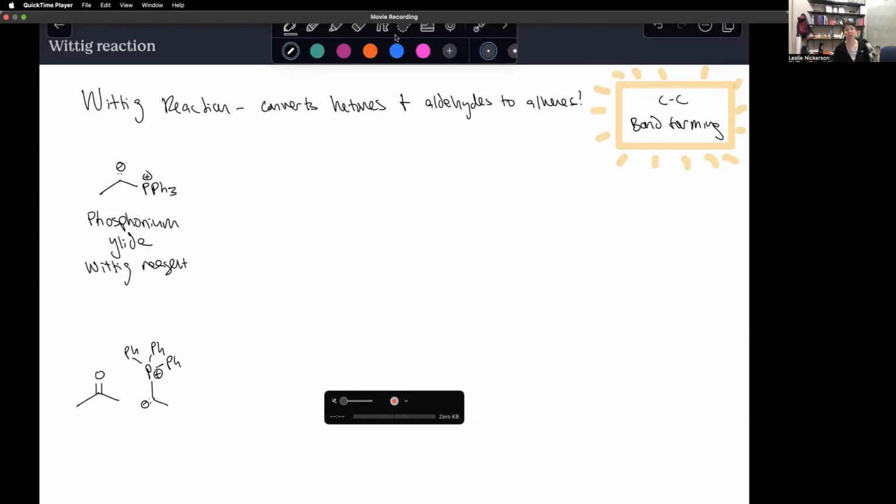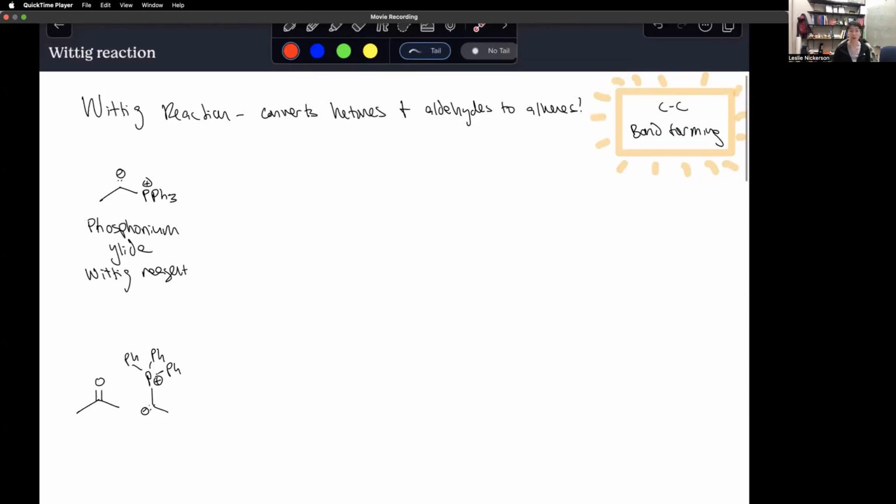Everybody, I'm going to talk about the Wittig reaction in this video. So the Wittig reaction is a really cool little addition to our synthetic toolbox because we're going to be able to convert ketones and aldehydes to alkene products, okay? So this is going to be a C-C bond forming reaction here.